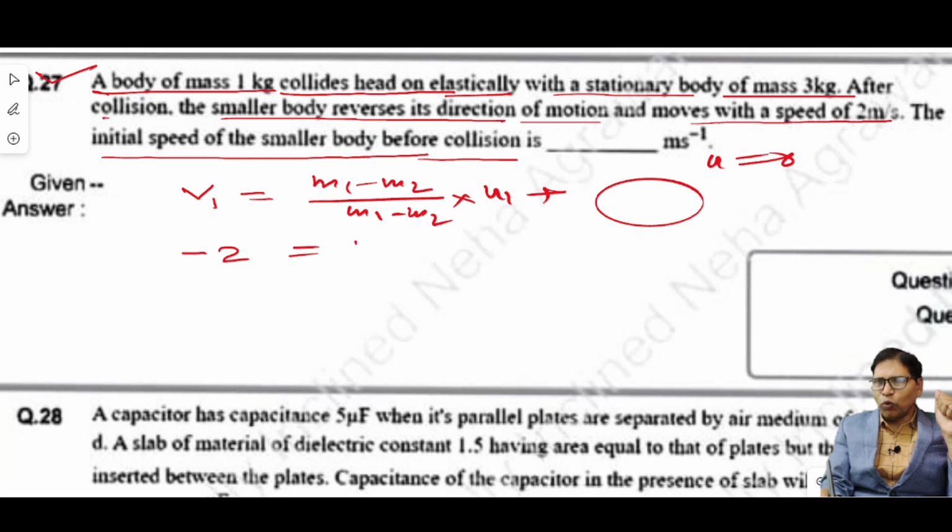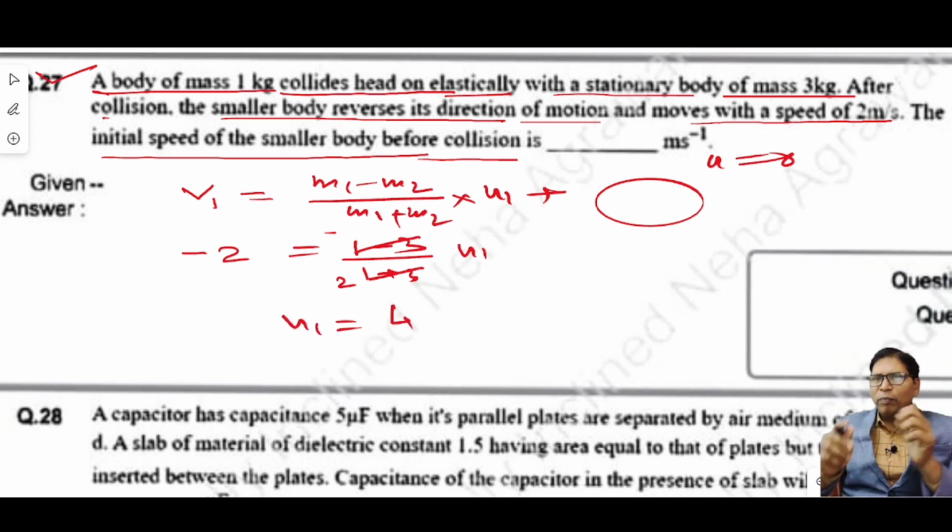This equals to mass 1 kg and this is the 3 kg. Look at this, this is the mass 1 plus 3 and this is the u1. Okay, now look at this and this. If you cancel it, so this is the 2. Therefore, u1 equals to 4 meter per second. Okay, now look at this, option 4 is correct.